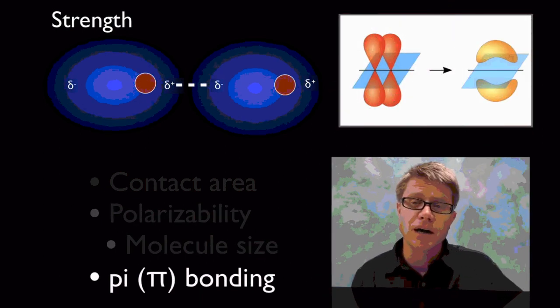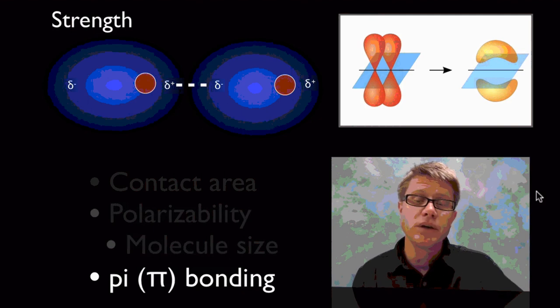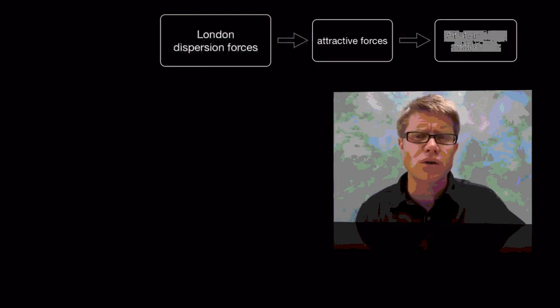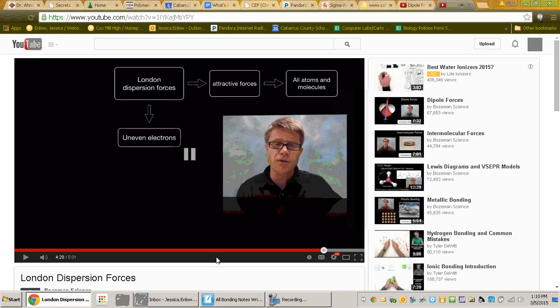And then finally, pi bonding. That's going to have orbitals that overlap. It forms something called a pi bond. If we increase the number of pi bonds inside those molecules, we're going to increase these London dispersion forces. So again, what are they? They're attractive in nature, found in... It just goes back over the chart again.